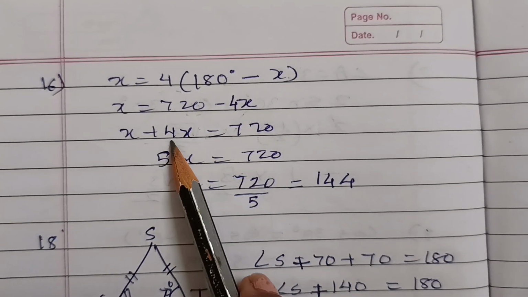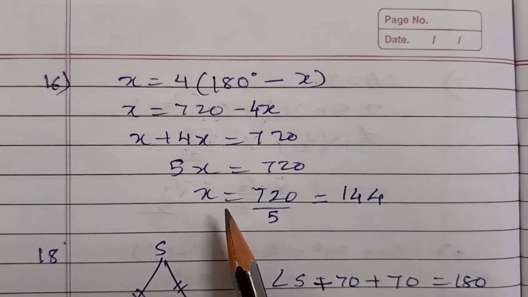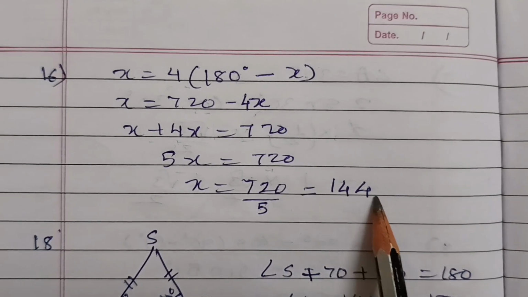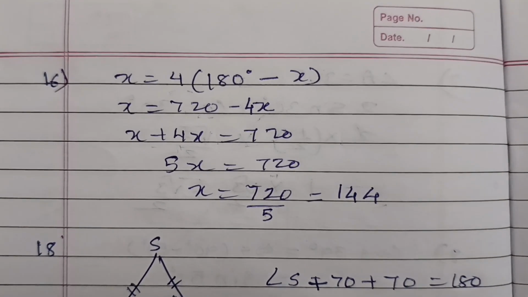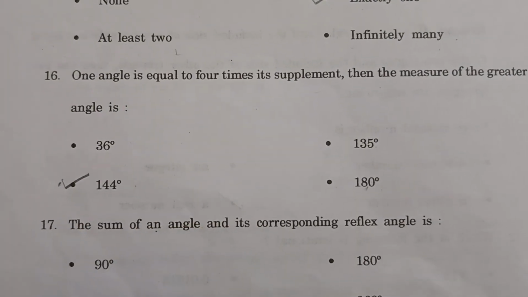So x plus 4x is equal to 720. 5x is equal to 720. So x is equal to 720 upon 5, which is 144. So here the correct option is 144 degrees.